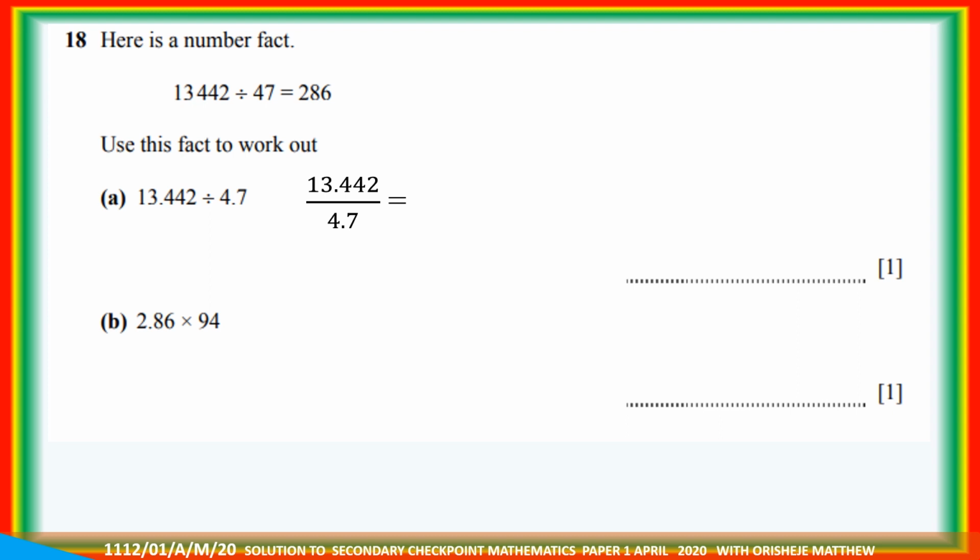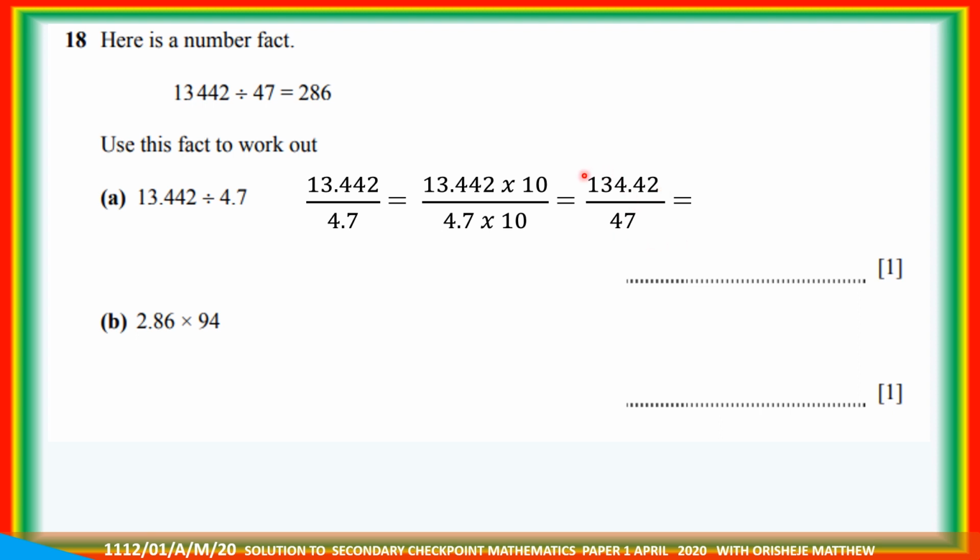So what you need to do is multiply both the numerator and denominator. I will try to make the denominator equal to this 47, so I will multiply 4.7 by 10. That will give me 47. Then the numerator, what is remaining? If I multiply 13.442 by 10, it will give me 134.42. So from here, you know the answer.